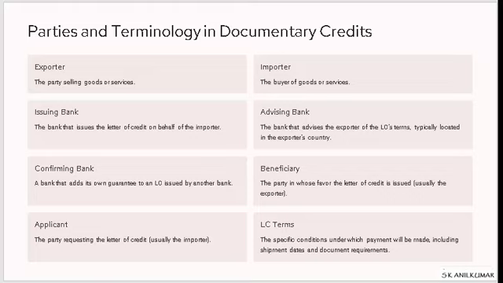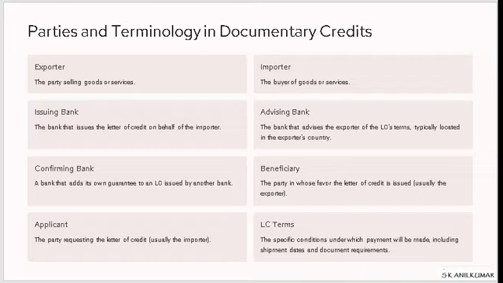Exporter is the party who is selling the goods or services. Importer is the party who buys the goods or services. Issuing bank is the bank that issues a letter of credit on behalf of the importer or buyer. Advising bank is the bank that advises the LC to the beneficiary or the exporter. They just specify that the LC is complete, it is unaltered, it is genuine, etc. The advising bank is the beneficiary's bank or the exporter's bank.